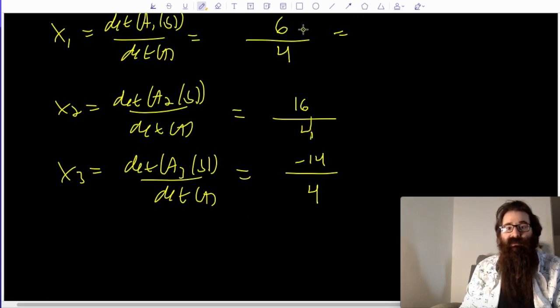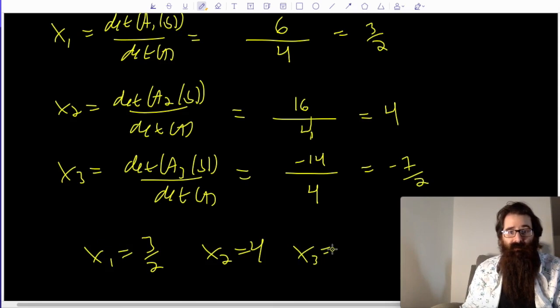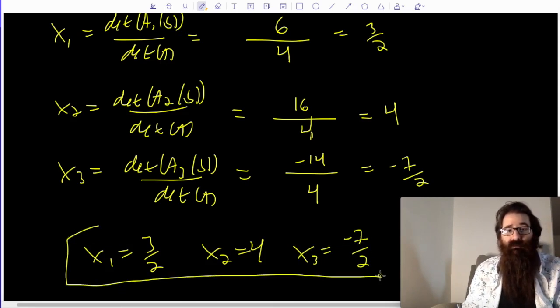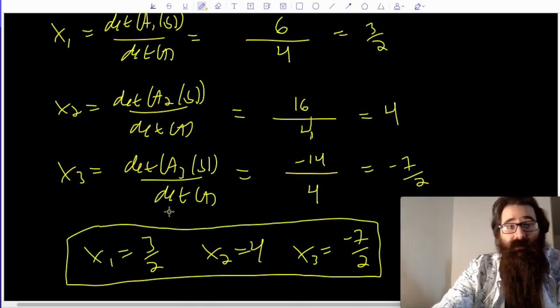So here, 6 divided by 4, I can reduce the top and the bottom by 2, so that's 3 halves. 16 divided by 4 divides cleanly, gives me 4. And negative 14 over 4, I can divide the top and the bottom by 2, gives me negative 7 over 2. So we have x sub 1 is 3 halves, x sub 2 is 4, and x sub 3 is negative 7 halves. This is my unique solution to the system. I can compute this using determinants.